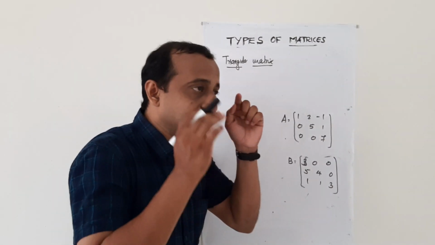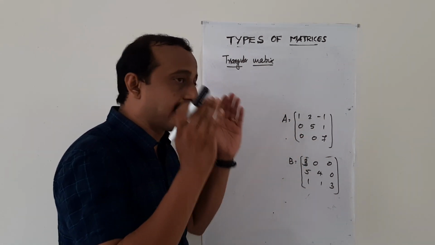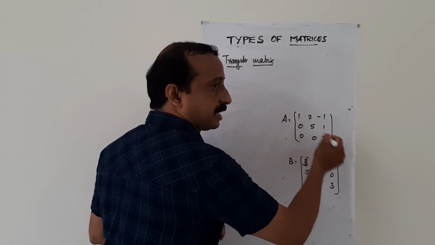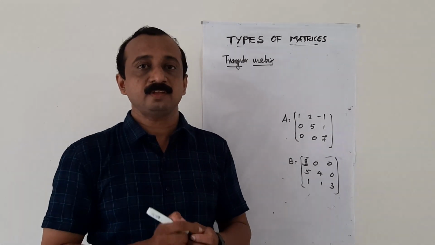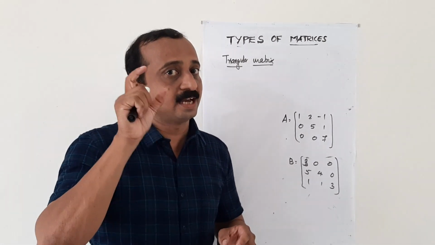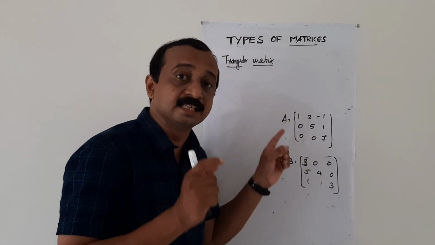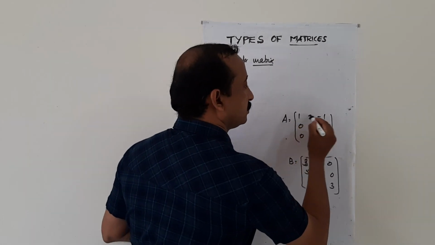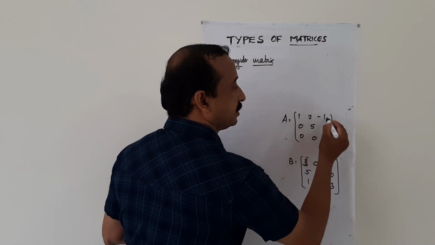Why? In a square matrix, all the elements below the principal diagonal are zeros. That type of matrix is called upper triangular. The non-zero elements form a triangle. This is an upper triangular matrix.